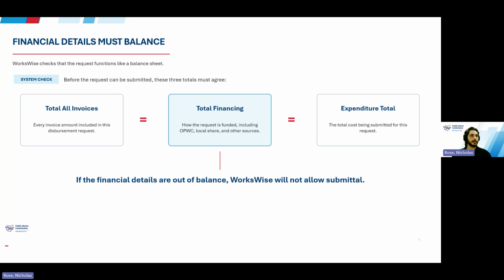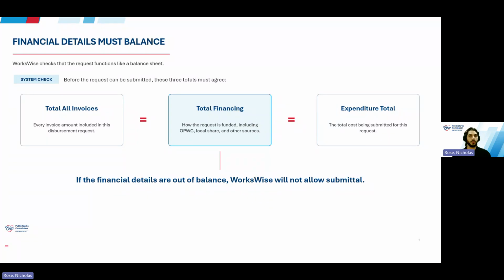Total all invoices is the cumulative costs included in the request. Total financing is how those costs are being paid, meaning OPWC, local share, and any other resources. Expenditure total is the total project cost being submitted in this draw. So these three numbers right here must match.